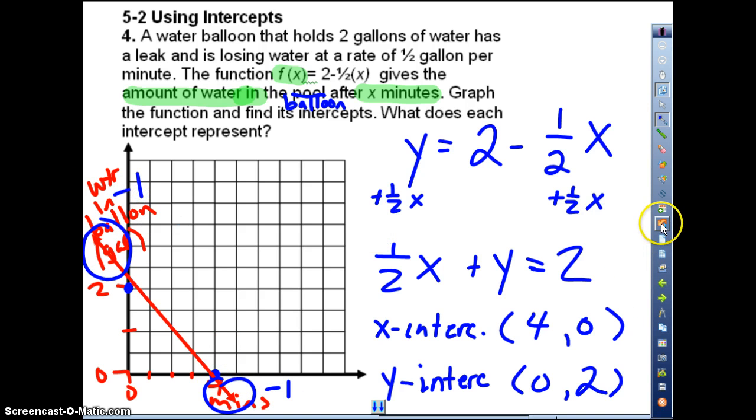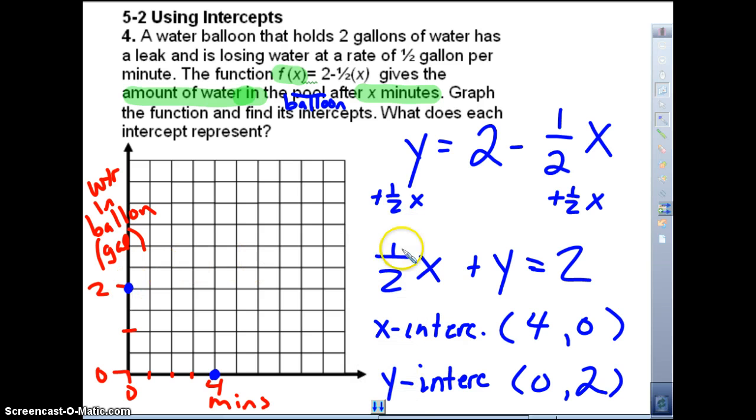Why? Because I can't have negative water in the balloon. Yeah, you can't have a negative amount of water in the balloon because when it's drained, it's done. And then you can't have negative amount of time draining the negative amount of water out of the balloon. That's right. You can't have negative time, you can't have negative water. So we're just going to connect it with that type of line. Okay, we've graphed it.